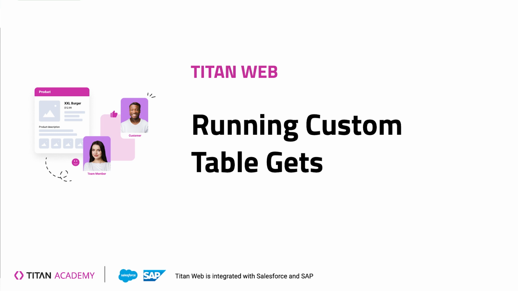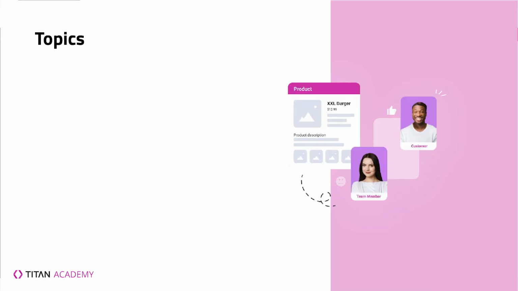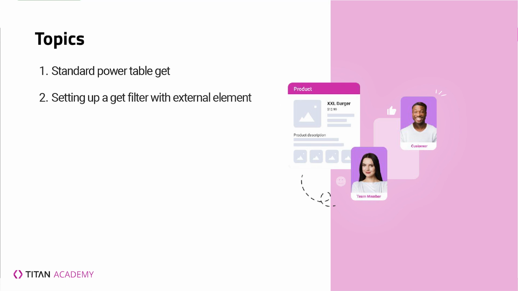Today we will be talking about running custom table gets to your power table. First, we'll talk about what typically triggers your power table get and how it is automatically populated when you load your page. Then we'll show you how to set up an external filter to run the power table get based on. And finally, we'll show you how to trigger that get so that your power table is populated only after that filter is run. Let's get started.